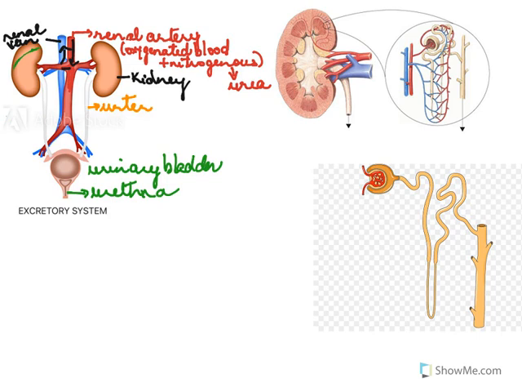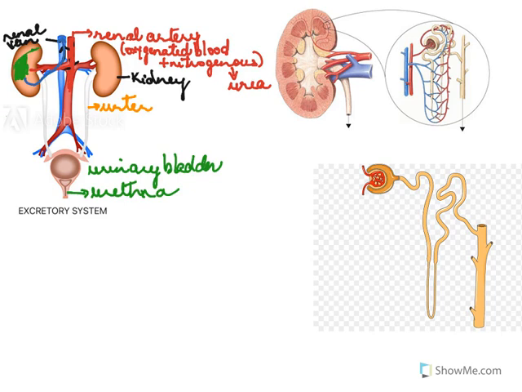The different parts of the excretory system are the renal artery. Here is the renal artery. This is the renal artery which brings in blood. Then it flows into the kidney. Here in the kidney, the formation of urine takes place. So after the formation of urine takes place, the blood is then taken by the vein back into the body.